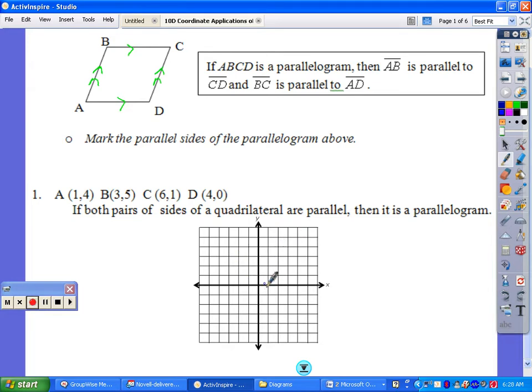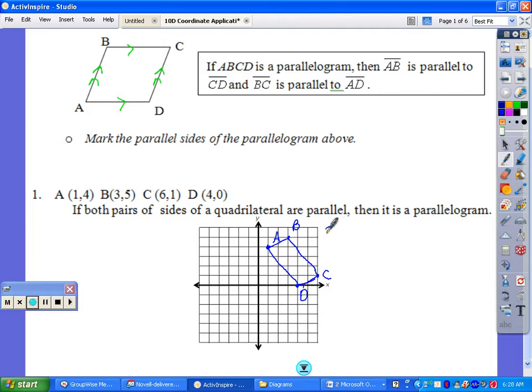So I'm going to plot the 4 points, and I'm going to label them. So this is A, this is B, C, and then we have D. And then if I connect my 4 points, then I have a quadrilateral. And we need to figure out if this quadrilateral is a parallelogram using opposite sides parallel.